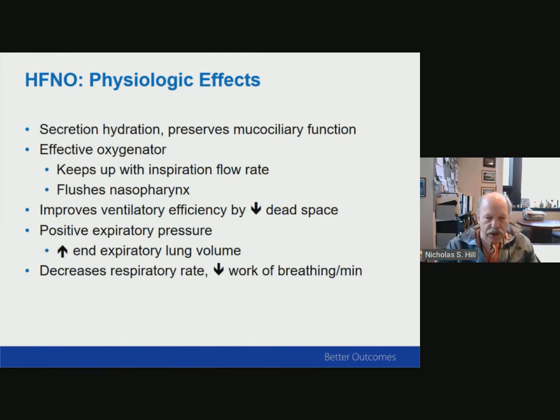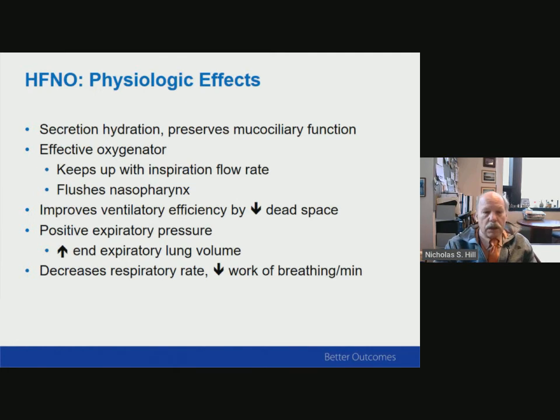It's also an effective oxygenator, partly because it keeps up with inspiratory flow rate, which can be up to 60 or more liters per minute in a patient with acute hypoxic respiratory failure. So being able to provide flow rates in that range reduces the entrainment of room air, whereas standard oxygen generally peaks out at around 15 liters per minute. So when you're using a non-rebreather mask, for example, there tends to be a lot of room air entrainment. So you maintain a better FiO2 with high flow.